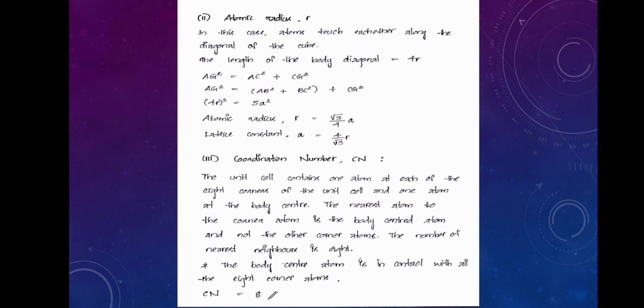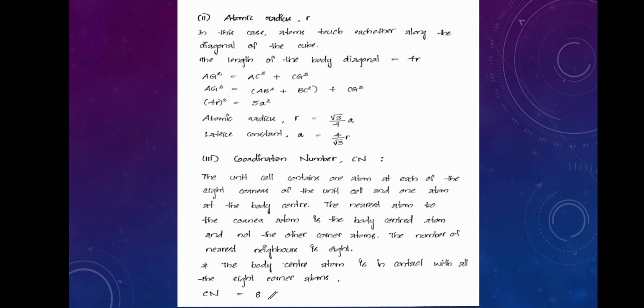Here r is the atomic radius, which is equal to root 3 divided by 4 into a, where the lattice constant a is taken as 4 divided by root 3 into r. The coordination number of the body-centered cubic structure is taken as 8.